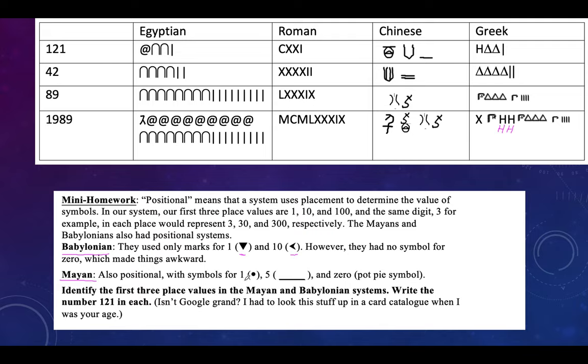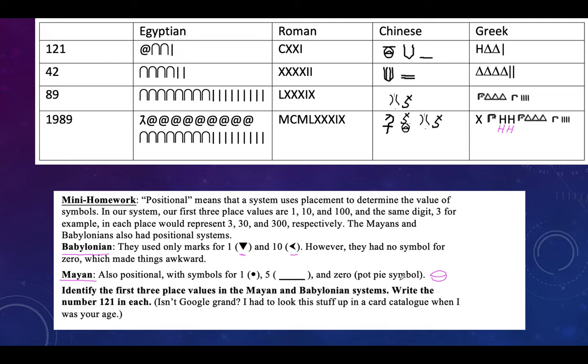And then in the Mayan system, they had three symbols. They had a one, they had a five, which was a line, and then they had a zero. And they did that. It was like a pot pie. It looked like a little kind of an eye with a little thing like that. I call it a pot pie. Or you could look at this as a closed eyelid, I'm not sure.